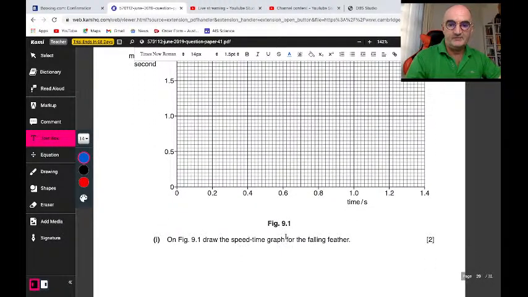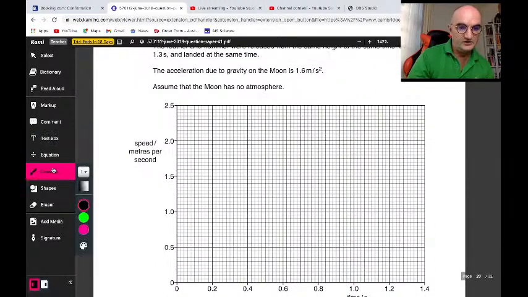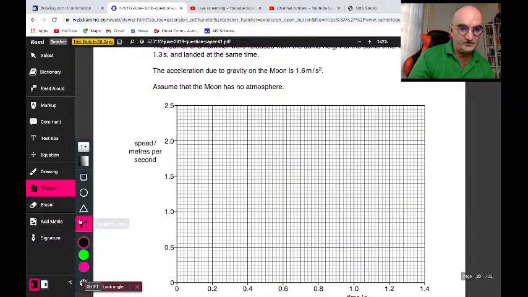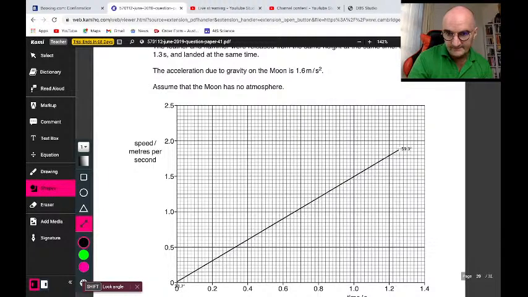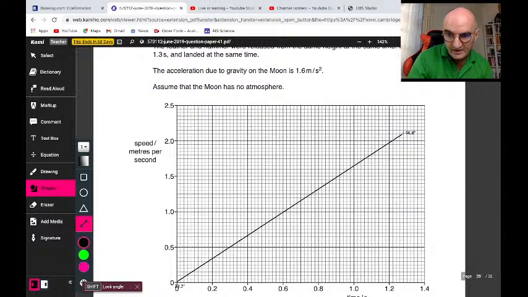Draw the speed-time graph for the falling feather. Well, it's a constant acceleration, isn't it? So I think we're going to need to do a straight line. So I'm going to have to go from here. This is going to have to go up to 1.3, which is here. It went through 1 and 1.6, which is there, and finished at 1.3, so there would be my straight line graph.